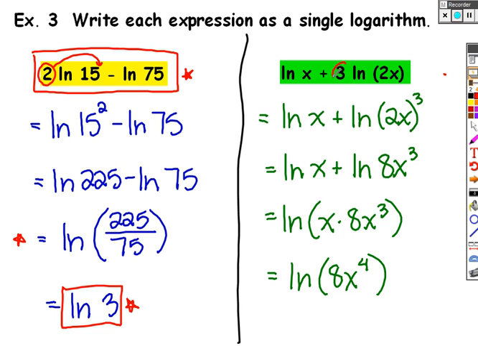Second one, same thing. I could bring that 3 up as the exponent on your argument. 2 to the x times 2 to the x times 2 to the x would give you 8x cubed. And then if I were adding exponents, that would occur if I were originally multiplying terms with the same base. So combine this into 1 by multiplying, and your final answer, ln of the quantity 8x to the 4th, should be equivalent to your original expression.